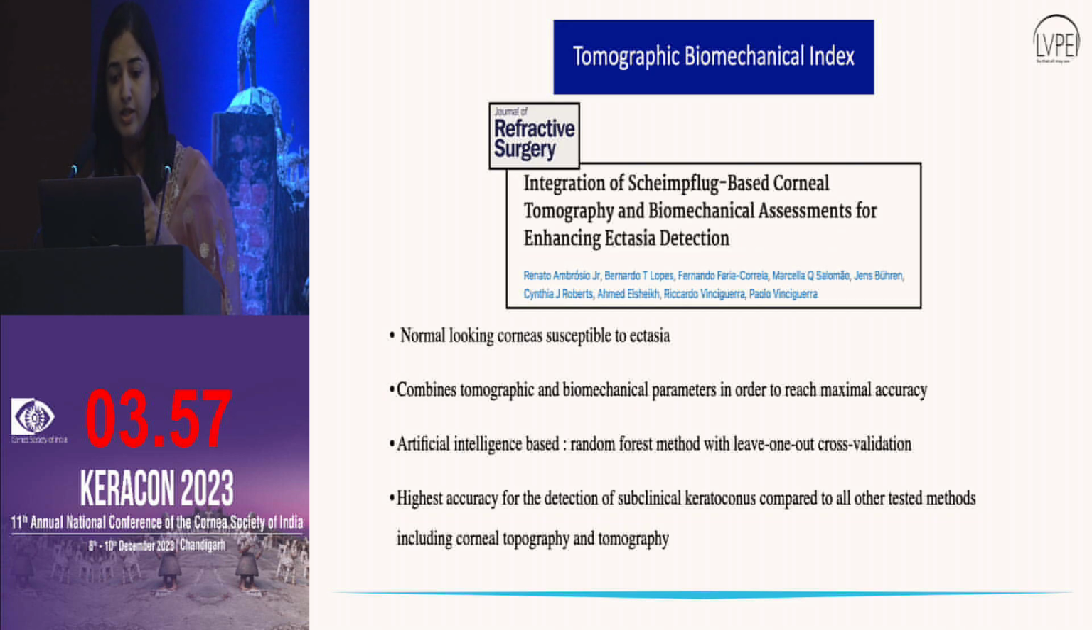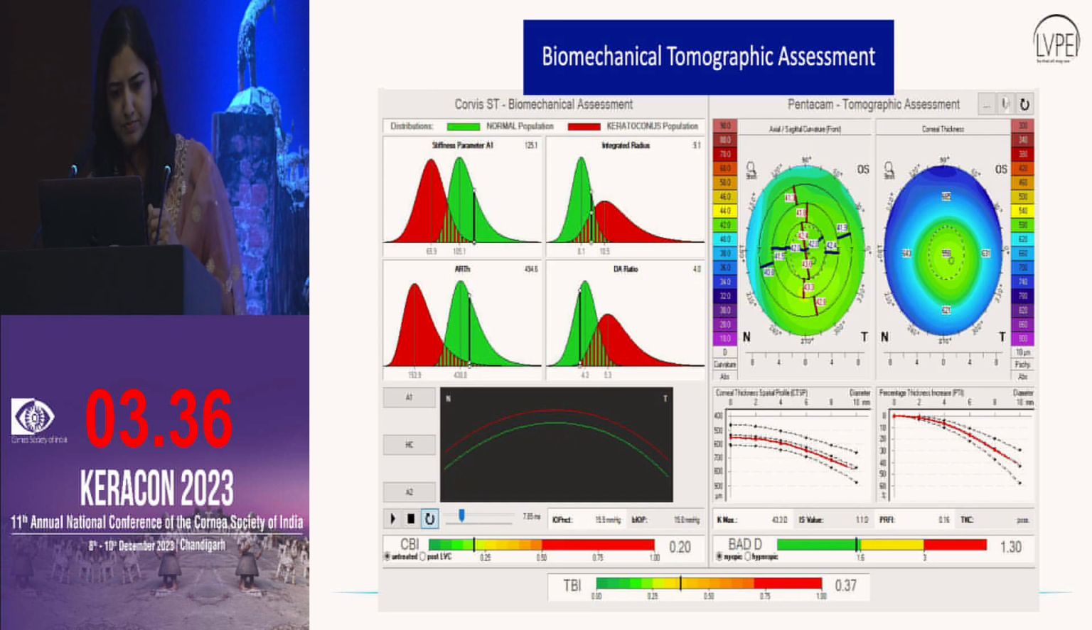So this is mainly used when the cornea is biomechanically weak but it is not yet showing up on the corneal topography, versus a TBI, which is a tomographic biomechanical index, in which it is going to show if a normal cornea, which is healthy right now, is susceptible to developing weakness and ectasia in the future. But it is not saying whether the cornea is weak right now or not. And this combines tomographic and biomechanical properties, and again it is also an AI based index. Both the CBI and the TBI are shown on the biomechanical tomographic assessment map, which is the most commonly used map when you are screening for refractive surgeries.